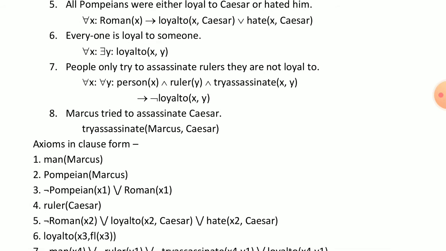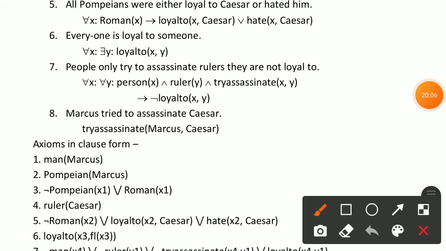So we can write this sentence like this: not Roman x2 or loyal to x2 comma Caesar or hate x2 comma Caesar. Okay, so we can write this sentence like this. Our next sentence is everyone is loyal to someone.